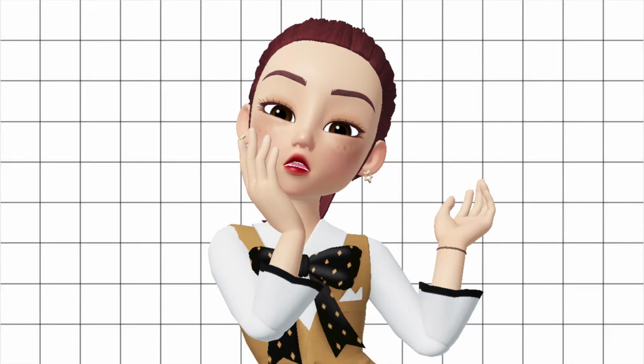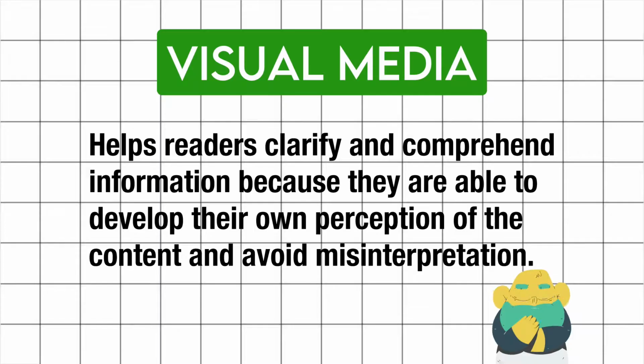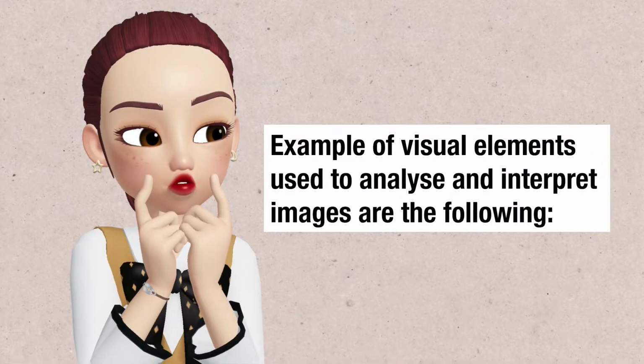Incidentally, what is the importance of visual media? It is understandable. Visual media helps readers clarify and comprehend information because they are able to develop their own perception of the content and avoid misinterpretation. Examples of visual elements used to analyze and interpret images are the following.